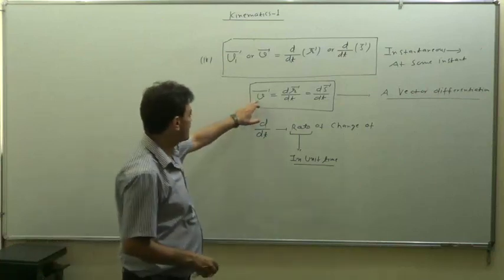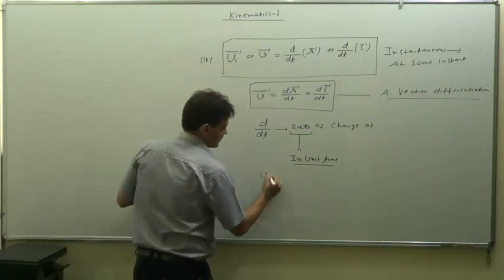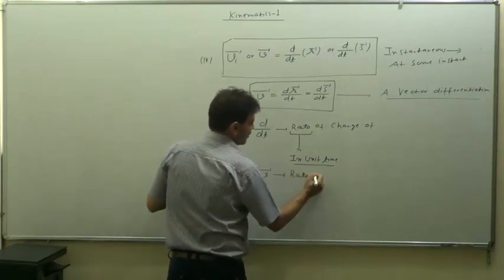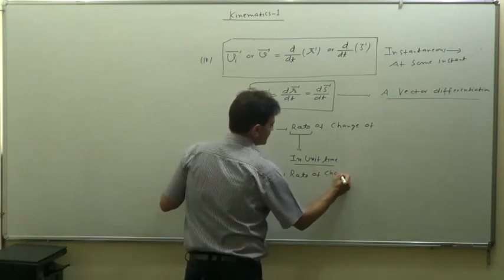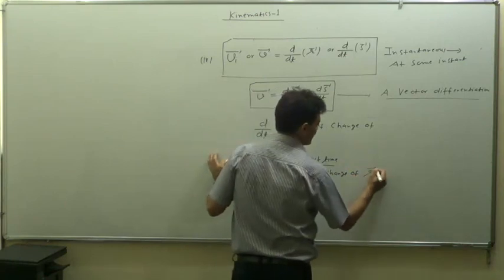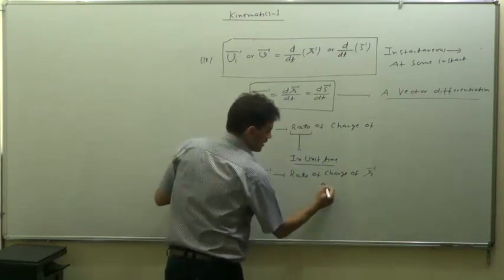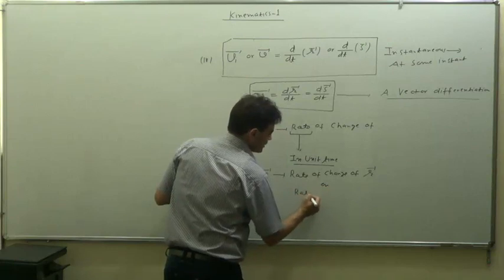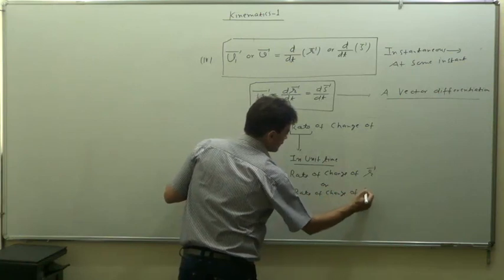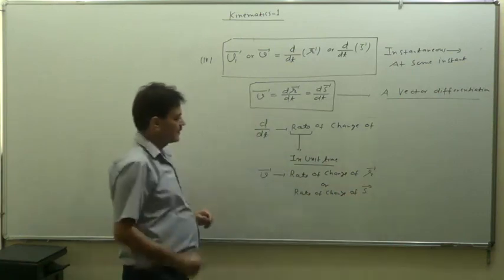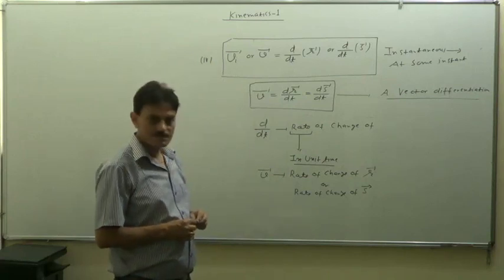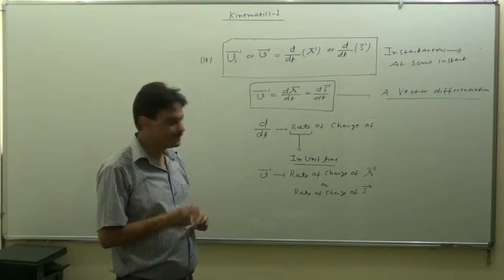For example, if I write v vector, then what is its definition? Rate of change of r vector, or you can write rate of change of s vector. Okay.